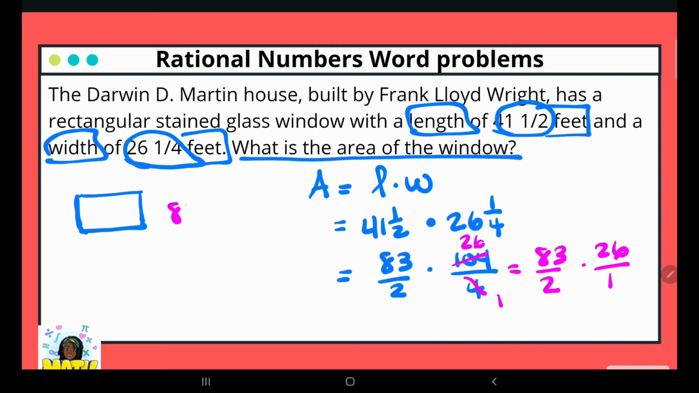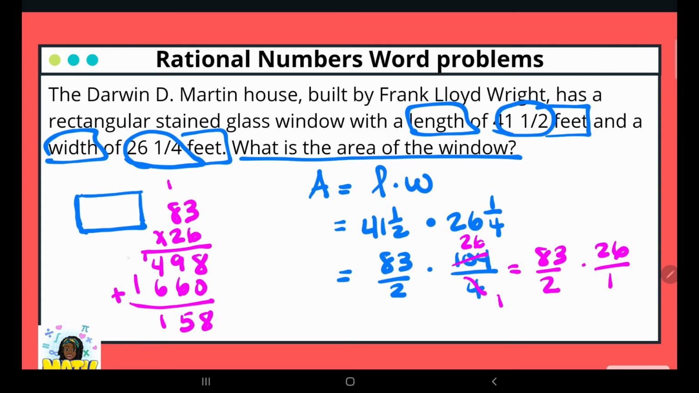So 83 times 26. 6 times 3 is 18, carry the 1. 6 times 8 is 48, plus 1 is 49. 2 times 3 is 6. 2 times 8 is 16, and then I add my numbers. 8 plus 0 is 8. 9 plus 6 is 15. 4 plus 6 is 10, plus 1 is 11. So that gives me 2,158.